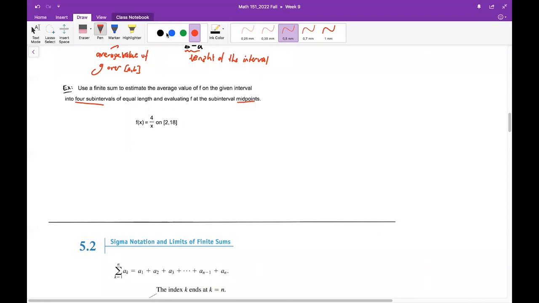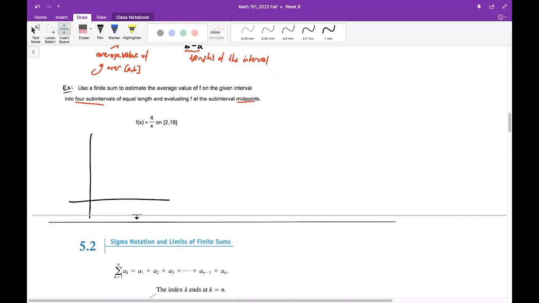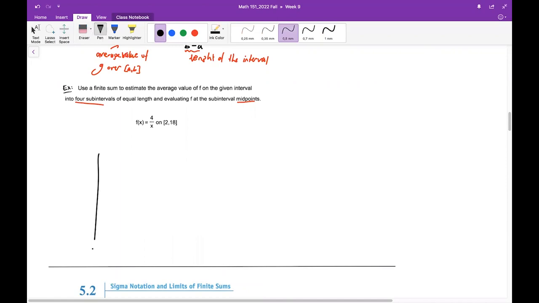So the function is also very similar: 4 over x, it was 1 over x in the previous example. So let's quickly handle it. This is the curve, and [2, 18] is the interval. So let's say this is 2 and this is 18. We will divide this interval into four subintervals.